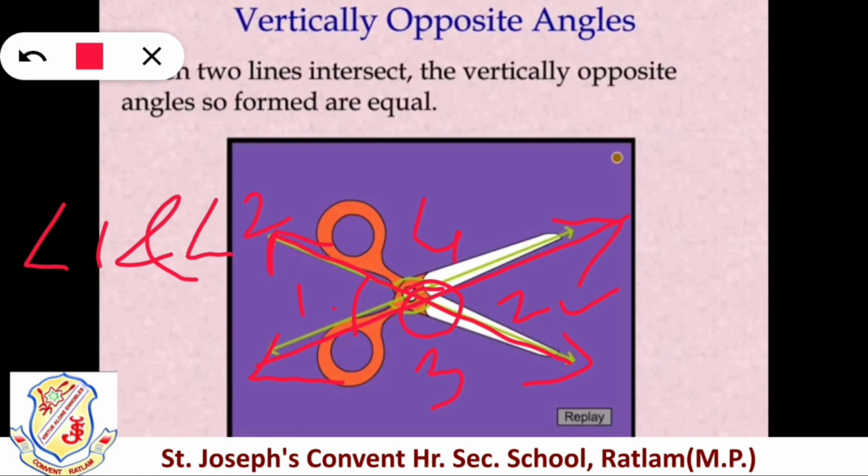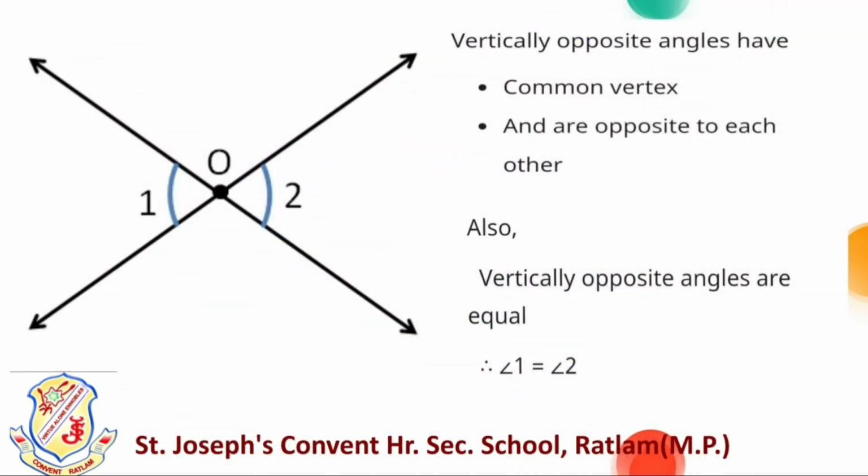Also angle 3 and angle 4 are called vertically opposite angles. So children, by this figure you can see angle 1 and angle 2 are vertically opposite angles because, first, they have a common vertex, and they are exactly opposite to each other. Also we can say that these vertical angles, angle 1 and angle 2, will be equal.